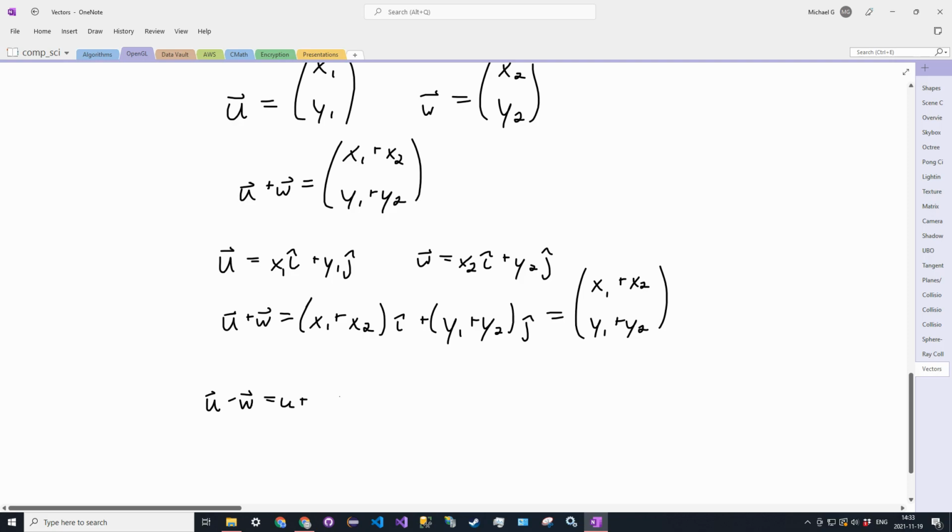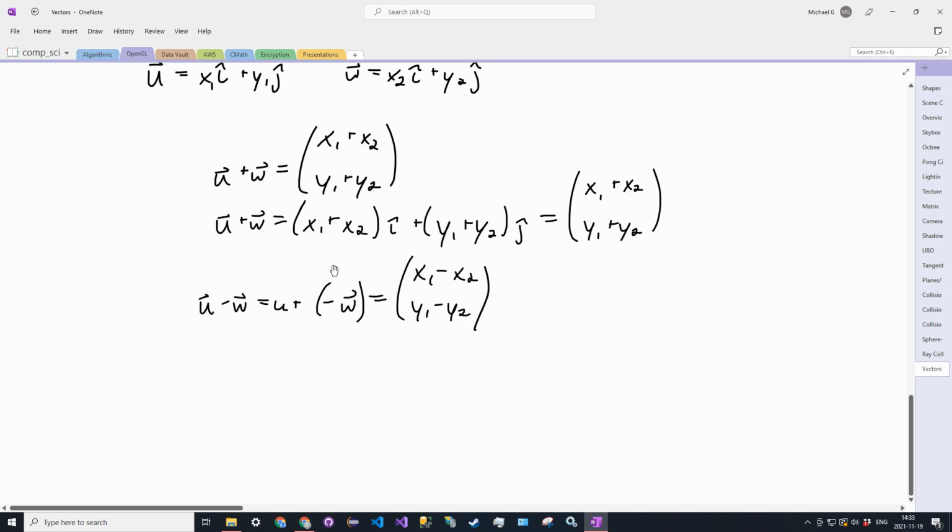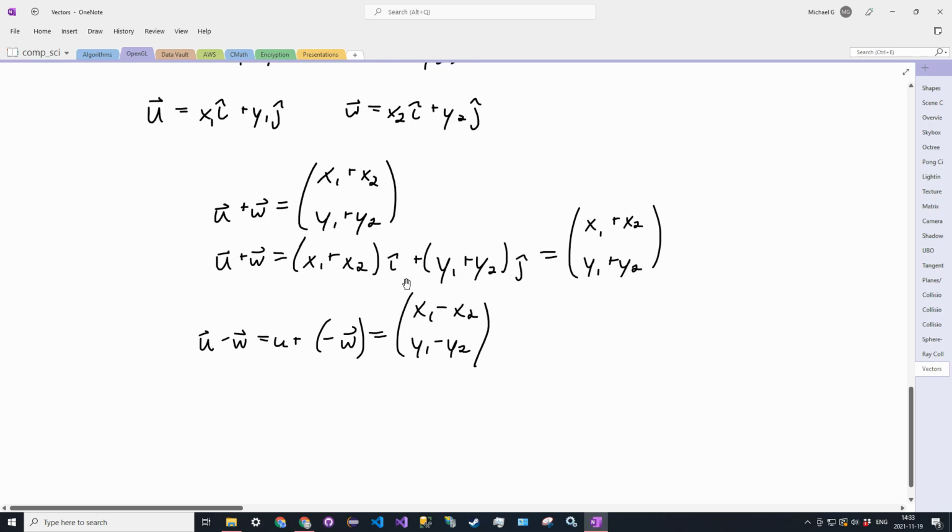And then subtraction would be the opposite, where you would just do u minus w is equal to u plus a negative w, which is equal to x1 minus x2 and y1 minus y2, just like that. Now let's try graphically, what would this represent?